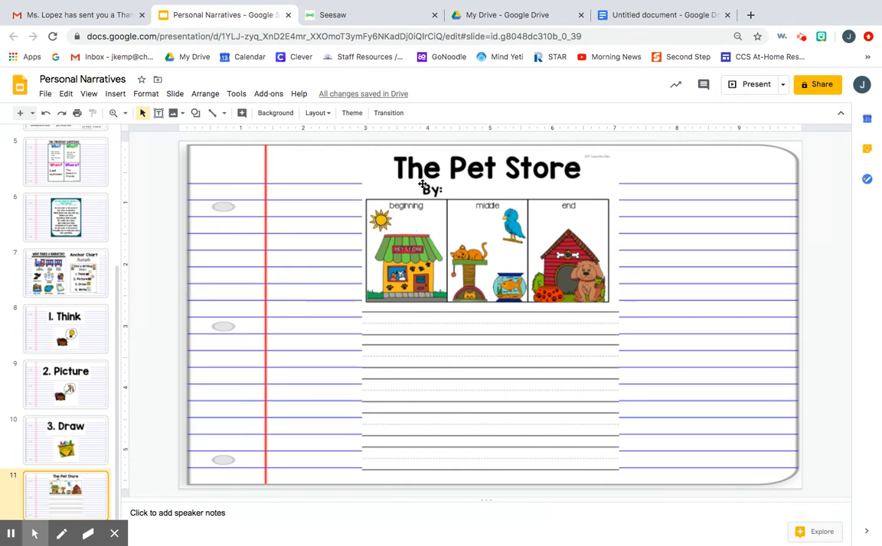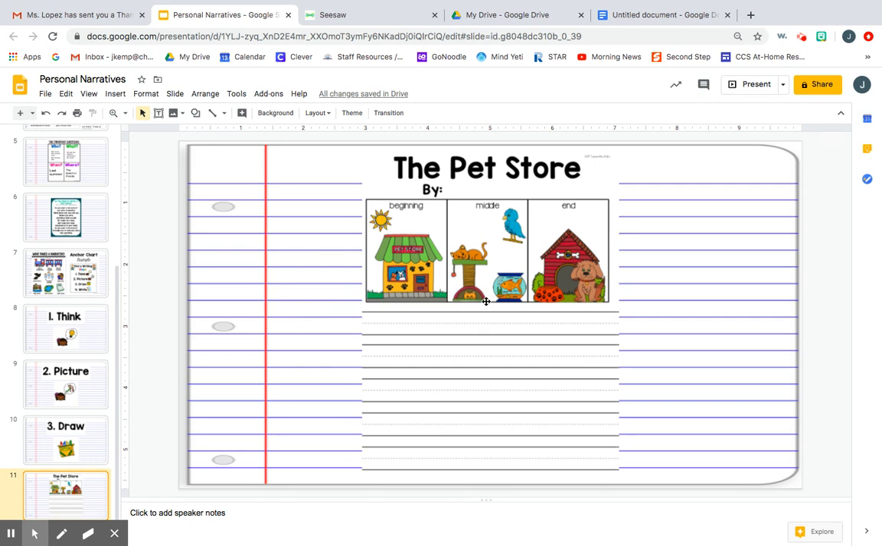So this is called the pet store. And I can't read it to you yet because they didn't do their final step yet. They didn't actually write their narrative. But I can use their pictures to kind of figure out what happened. The beginning picture is just showing a pet store, and you can see some pets in the window. So I am thinking that they went to the pet store. That was probably what the beginning of their story was.